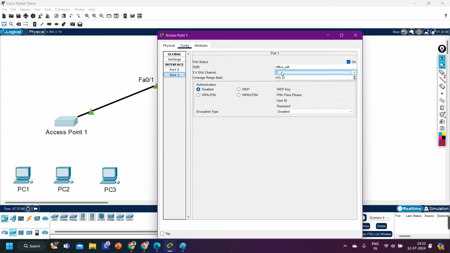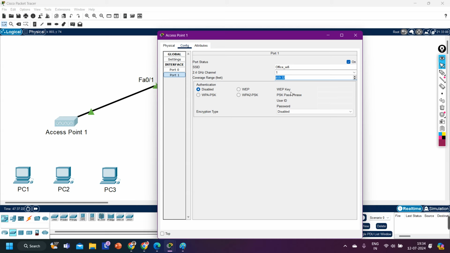Channel is a range of frequencies. So this is the frequency at which my access point is transmitting the signal. Then guys, coverage area. What coverage area can this AP support? Around 460 feet, this is in feet. Then authentication. See here I have multiple authentication options, right?